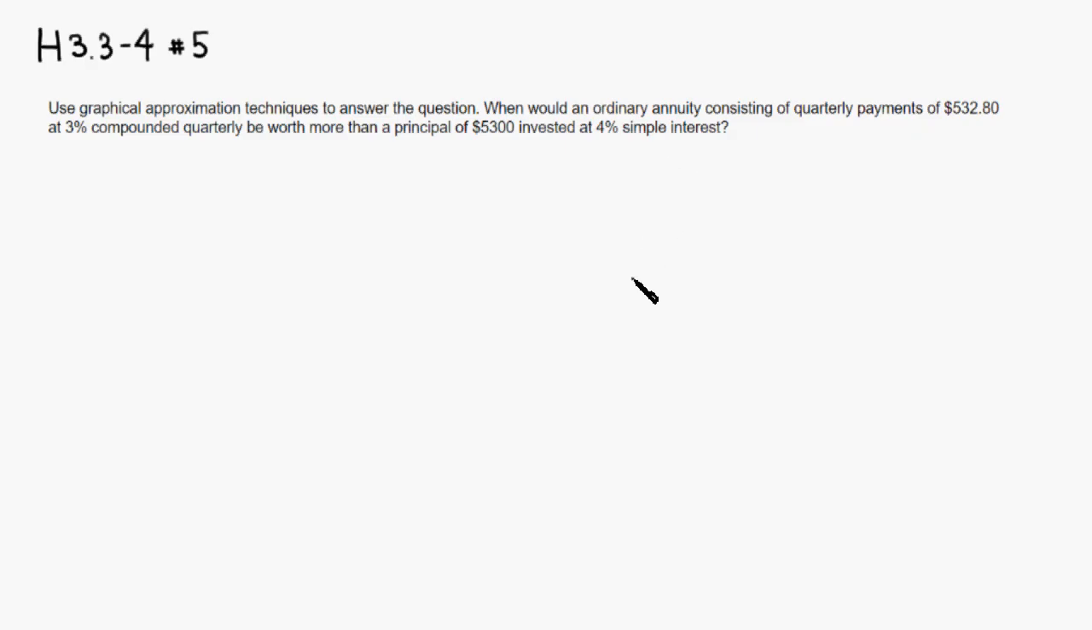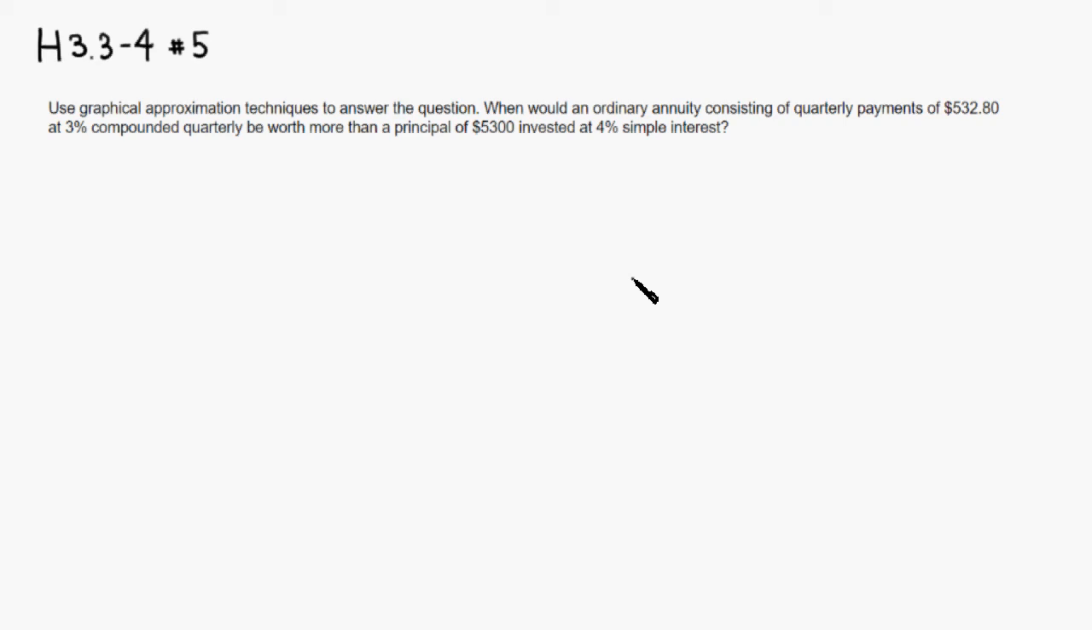Alright, so it says: when would an ordinary annuity consisting of quarterly payments of $532.80 at 3% compounded quarterly be worth more than a principal of $5,300 invested at 4% simple interest.